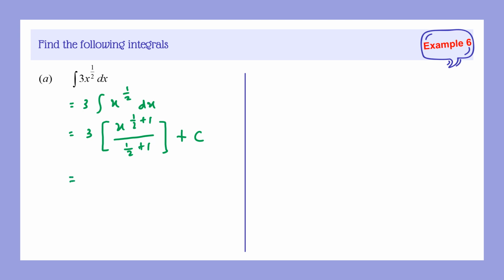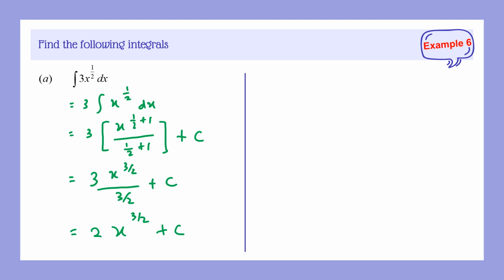And then we simplify, we get 3 x to the power of 3 over 2 over 3 over 2 plus c. Then we simplify, we get 3 divided by 3 over 2, we get 2. So then finally we get 2x to the power of 3 over 2 plus c.